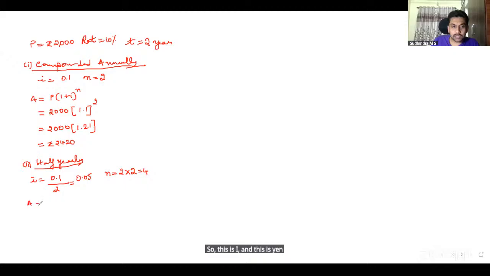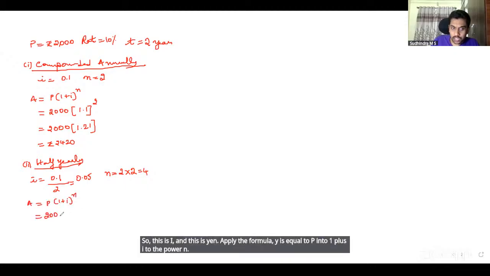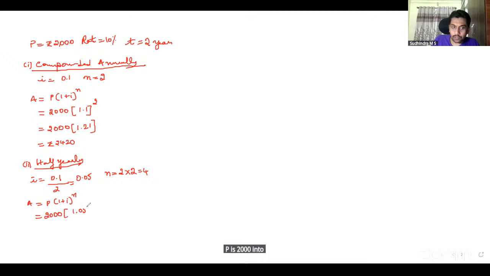Apply the formula. A is equal to P into 1 plus I to the power n. P is 2000 into 1.05 to the power 4. That is 2000 into what is 1.05 to the power 4? 1.2155. Very good. If I multiply into 2000, I get 2431.01.